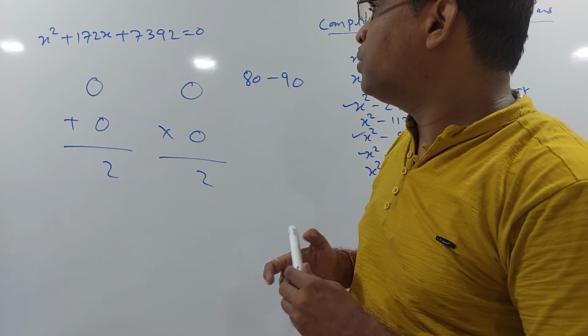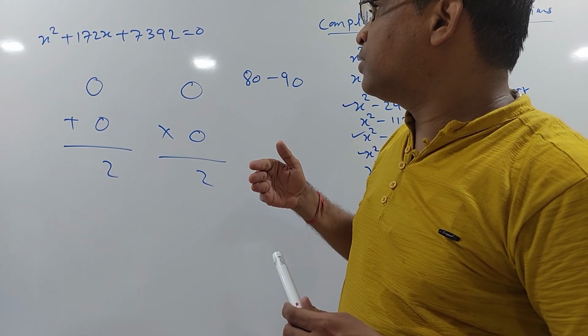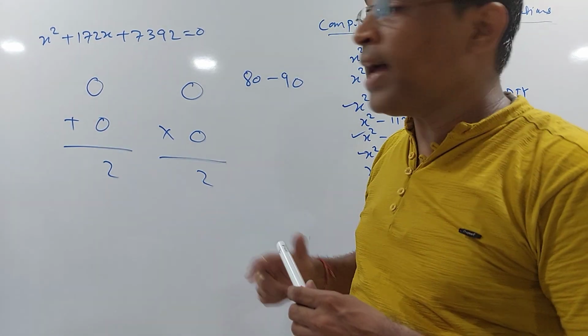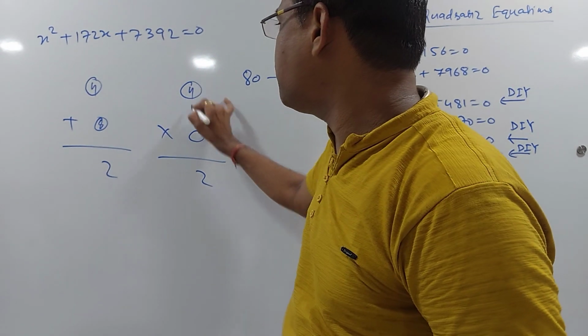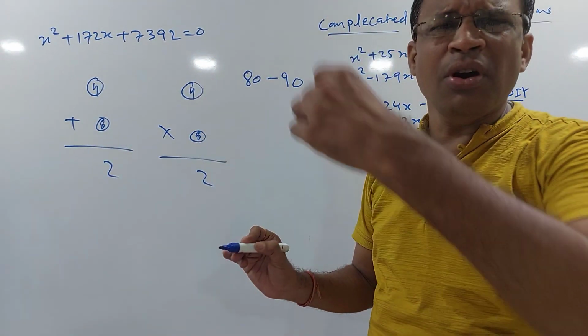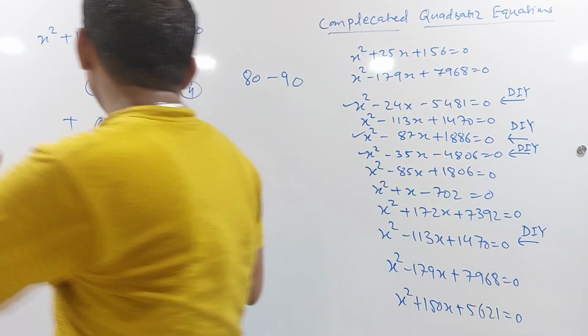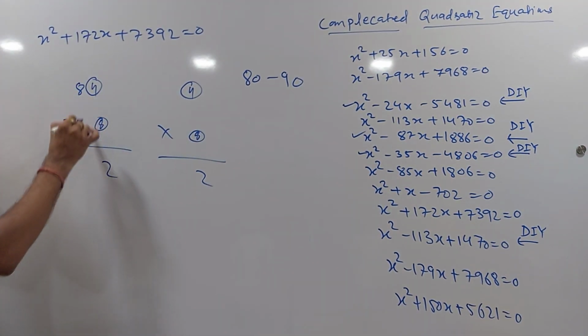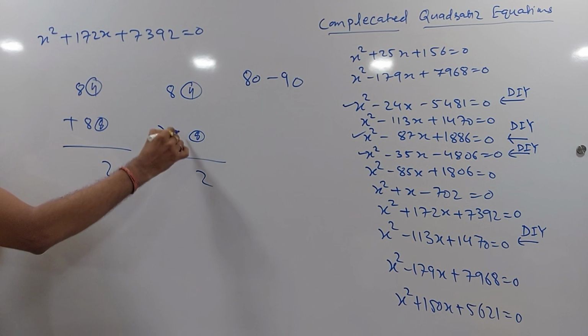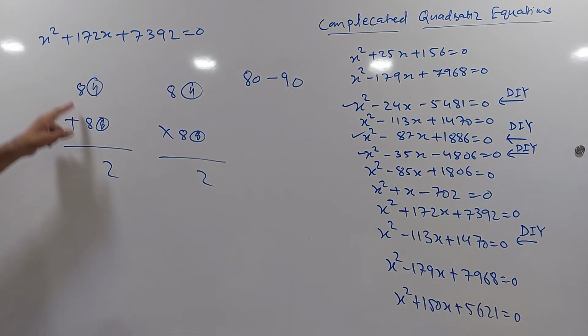So 4 and 8. 4 and 8 could be the possible combination. See, 4 plus 8 and 4 into 8. So we got the clue. Now 80 and 90 in between. So can I check with 84 and 88? So sum it out. You are getting this number. So the sum is perfectly correct.